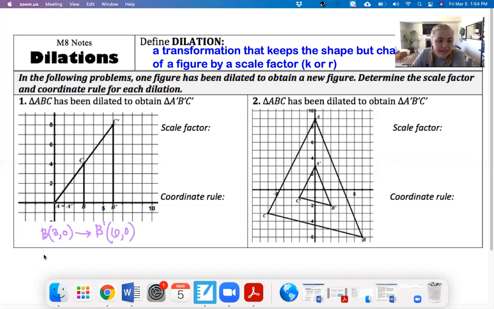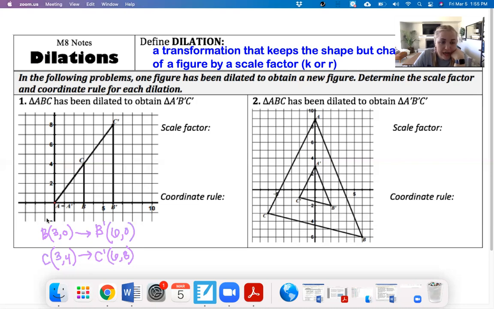Let's look at C to C prime. C is at, right here, to the right 3, up 4, so 3, 4. And C prime is to the right 1, 2, 3, 4, 5, 6, up 8. Are you seeing that pattern? How did we get from B to B prime? And that same pattern, how did we get from C to C prime? Well, notice my X value, 3, became 6 by multiplying by 2. And then 3 became 6 by multiplying by 2. 4 became 8 by multiplying by 2.